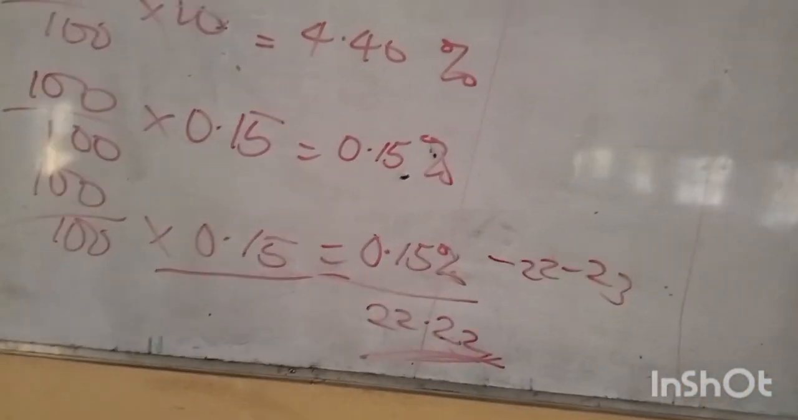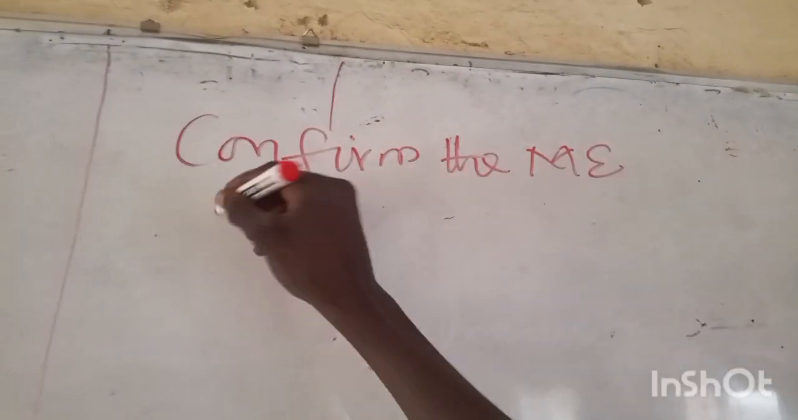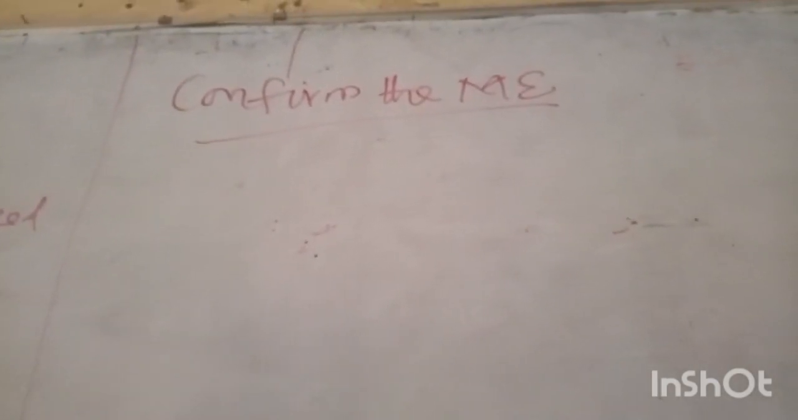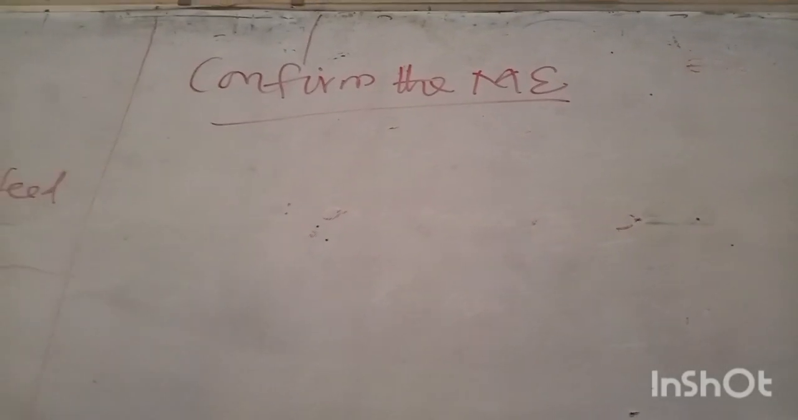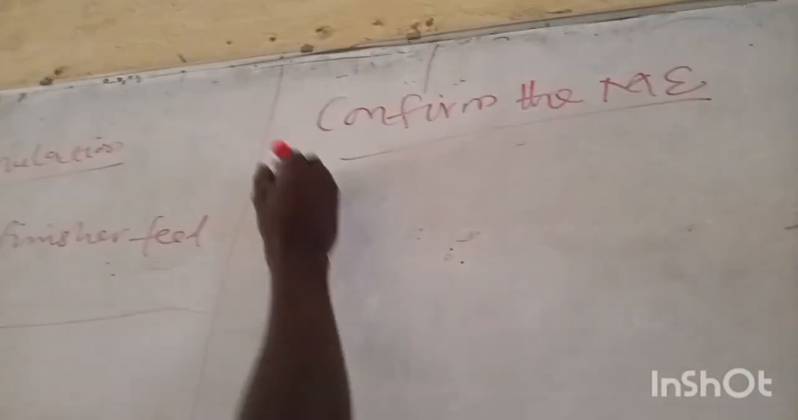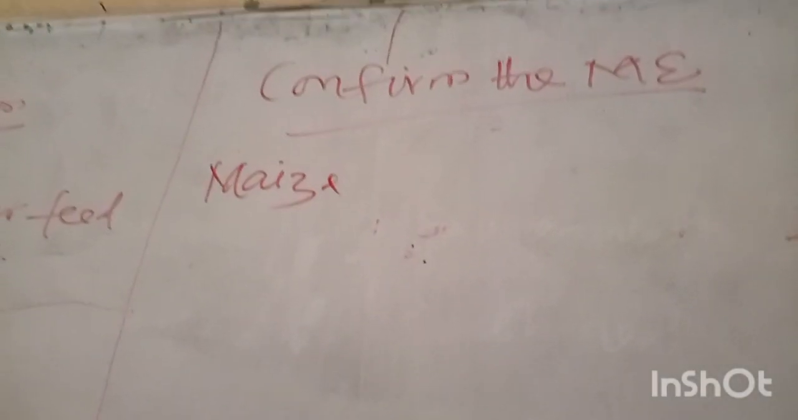The ME. So confirm the ME. Now, in confirming for the ME, how do we do that? Remember what we say, that when you are calculating for both the ME and the CP, you use the available percent in the table that the man gives to us. So we are going to be using the same thing. ME here, maize. Alright, so now we are going to be calculating for the ME value of the whole thing.